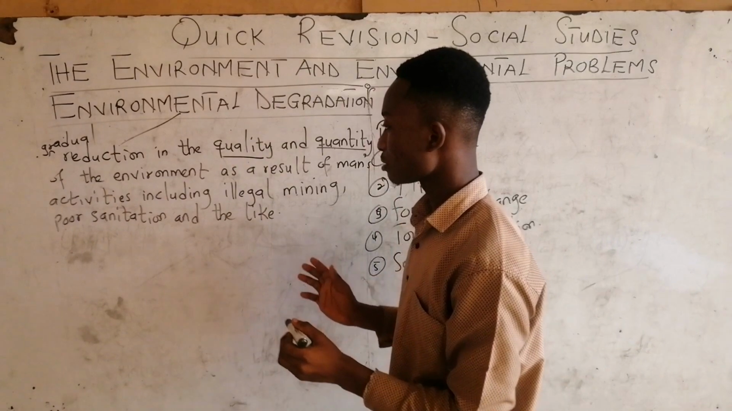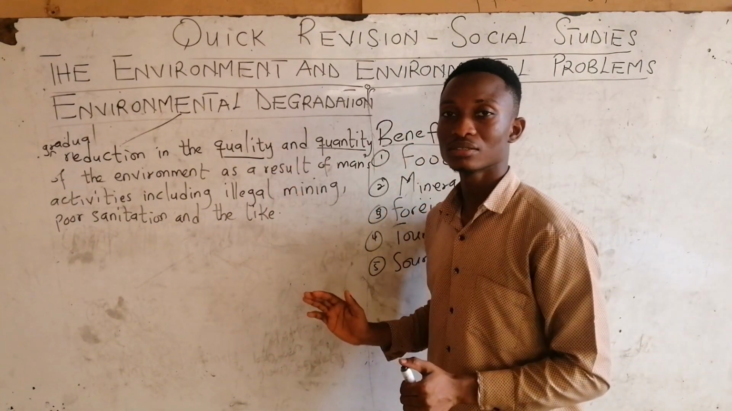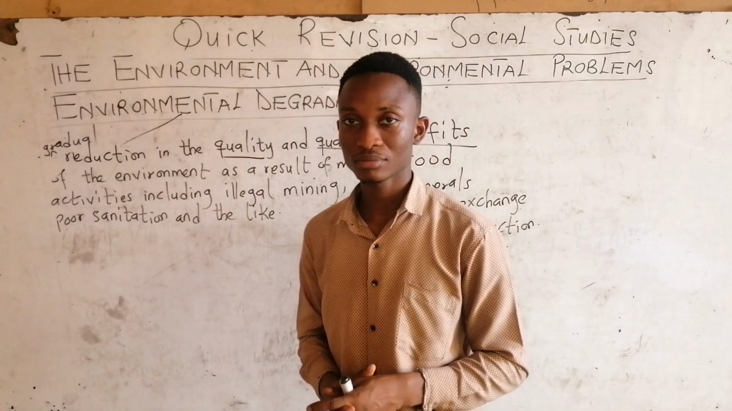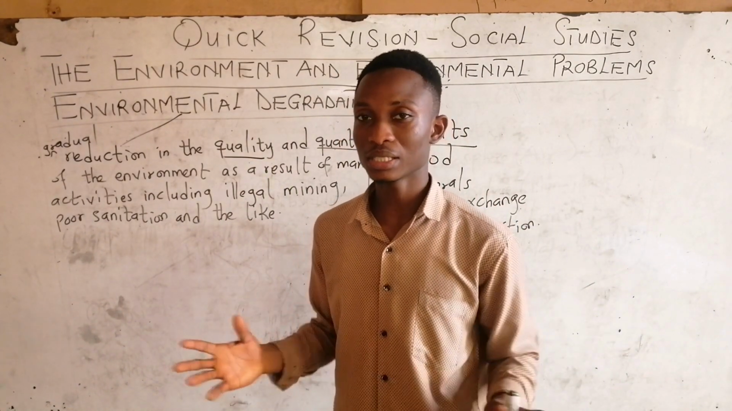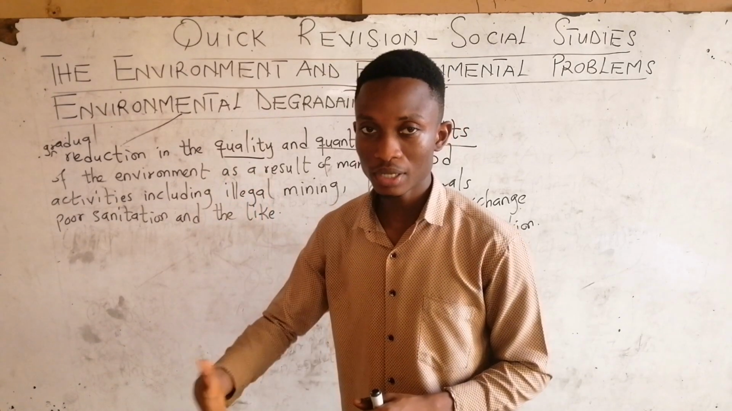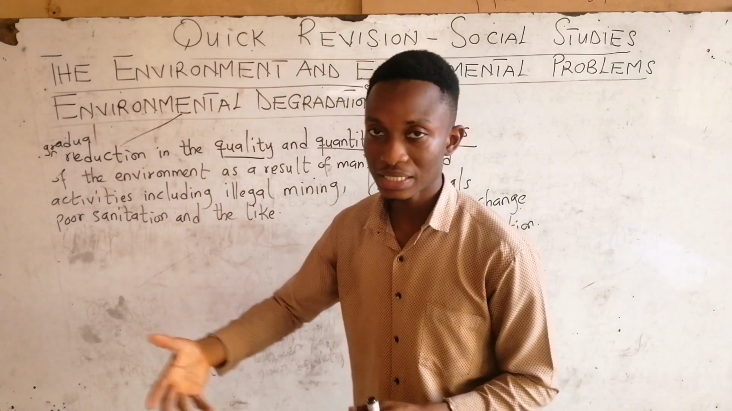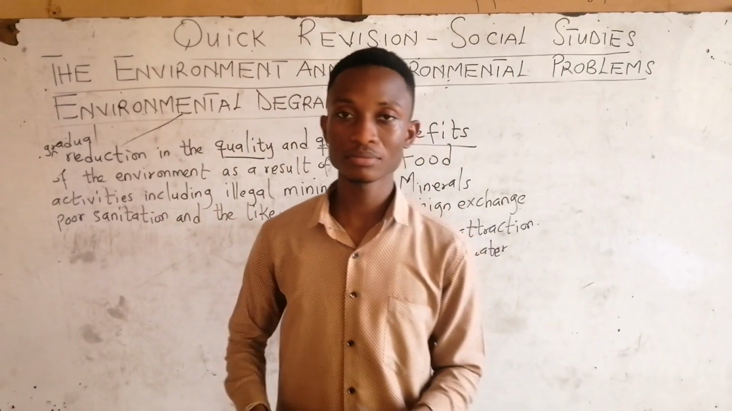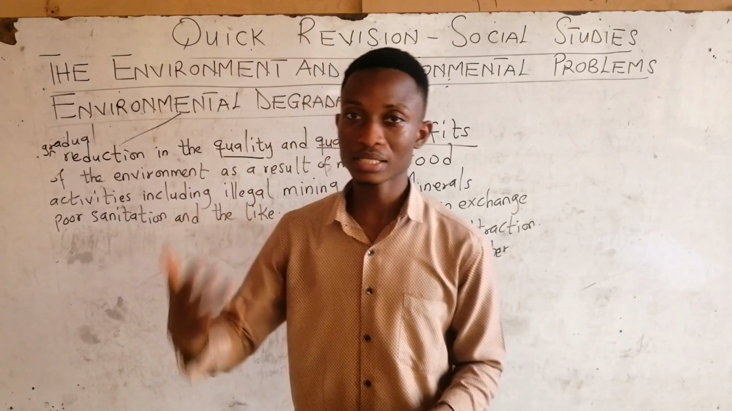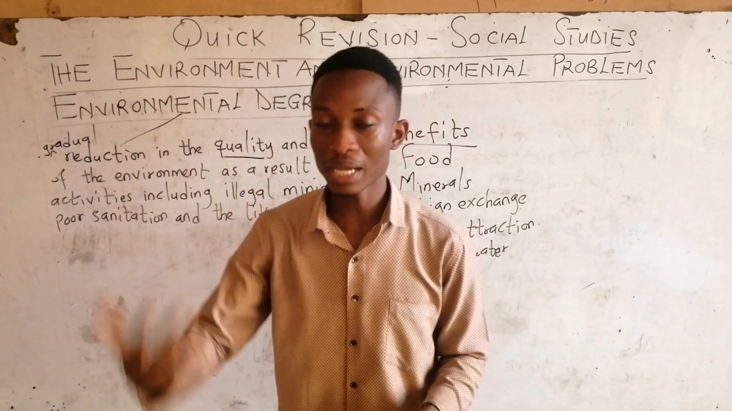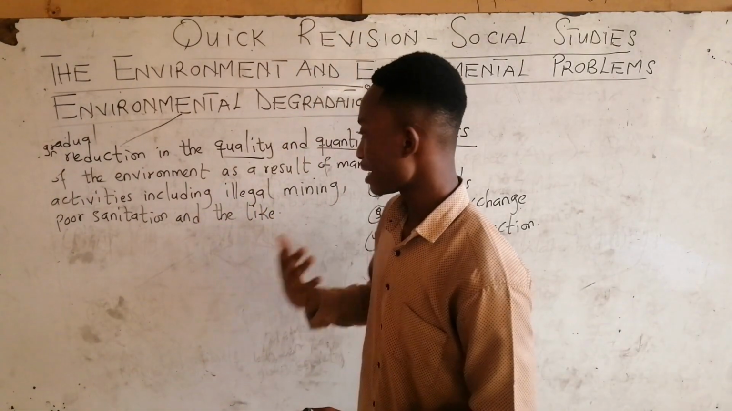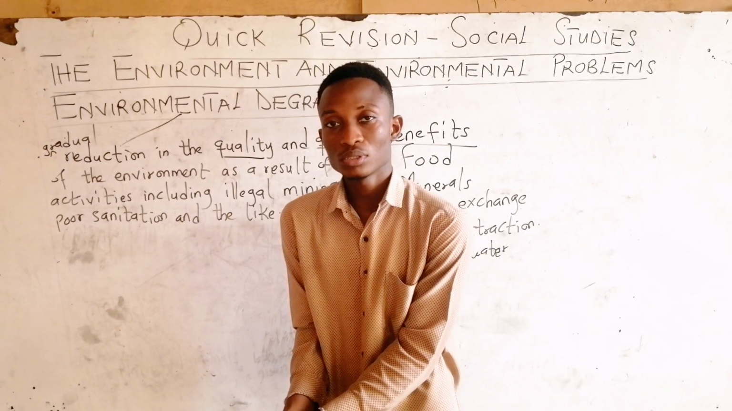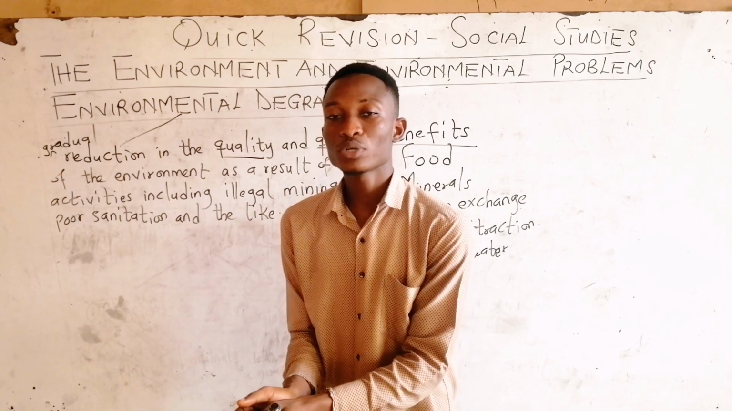What will lead to that? Man's activities, including illegal mining, poor sanitation, and the like. So what is environmental degradation? You can say it after me. It refers to the gradual reduction in the quality and quantity of the environment as a result of man's activities, including illegal mining, poor sanitation, and the like. What is it going to pose? Threat to the environment.